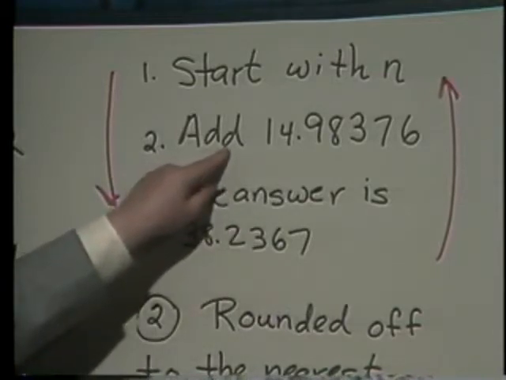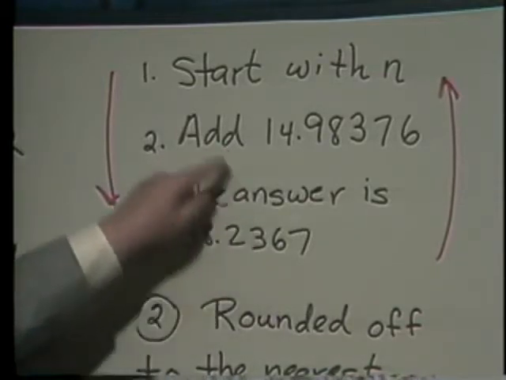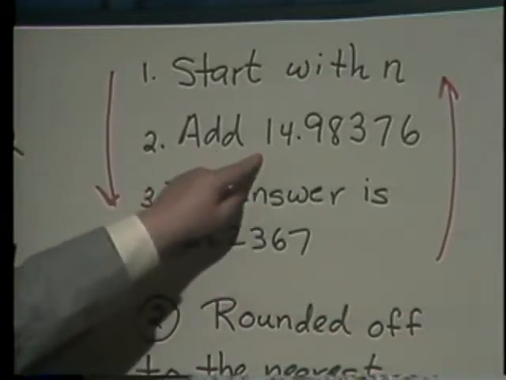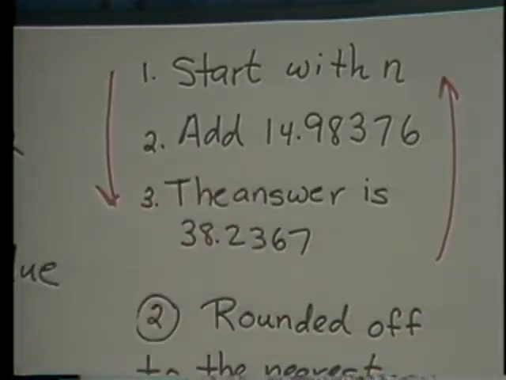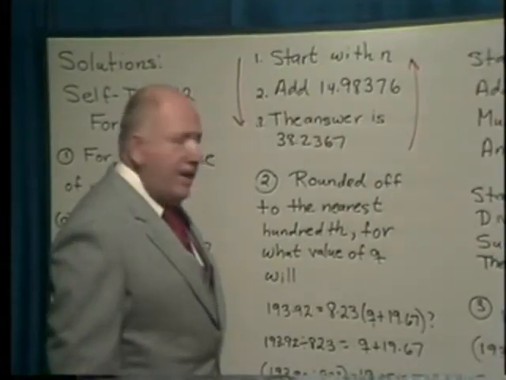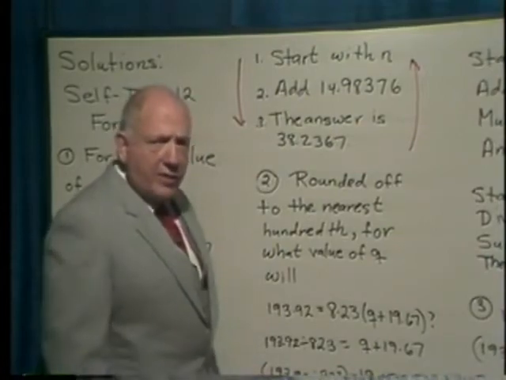Now we reverse our steps. Since we had this answer after we added, to find out what we had before we added, we simply replace this step by what? Subtract 14.98376, and the answer is then n. Okay? And we're going to do this with a few other problems. Let's just get used to this.